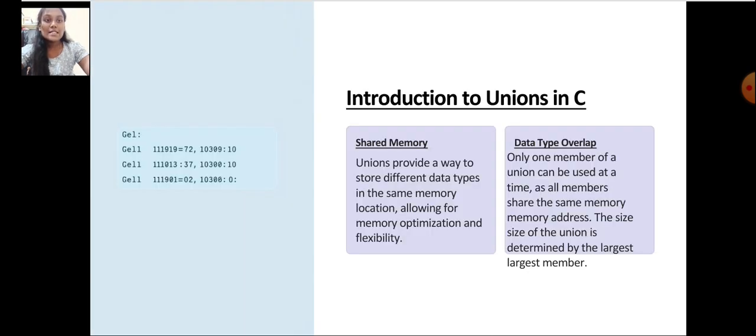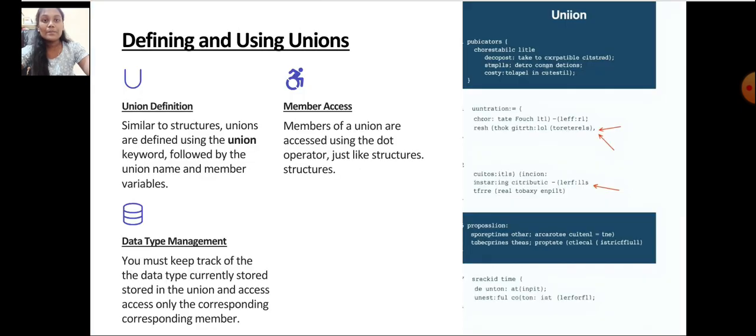Introduction to unions in C. Shared memory. Unions provide a way to store different data types in the same memory location, allowing for memory optimization and flexibility. Data type overlap. Only one member of a union can be used at a time, as all members share the same memory address. The size of the union is determined by the largest member.